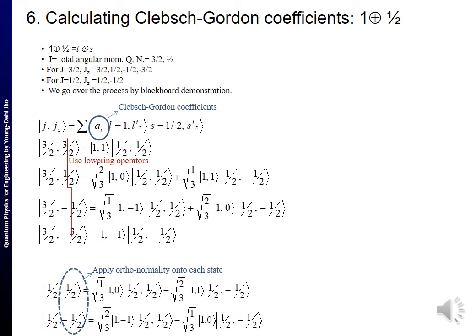Today we will start by calculating the Clebsch-Gordan coefficient in the case of 1 plus 1/2. This is one of the most important problems in semiconductor materials because in most of the valence band, or sometimes the conduction band depending on the material, the angular momentum quantum number is 1. Then we call it a P state.